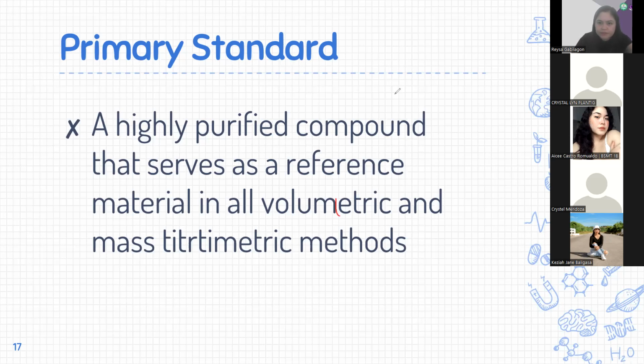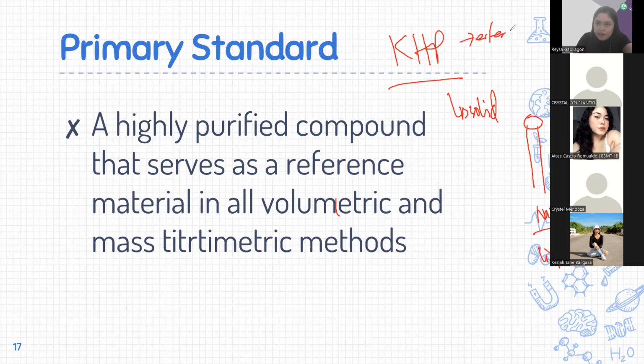Our example for a primary standard is potassium hydrogen phthalate. So this one is solid, right? I believe you weigh this one first. Naka-crystals ito. It is a solid substance used during titration. Since our sample class is sodium hydroxide, it's a liquid one. Nabaliktad kasi sila, si KHP instead yung nasa Erlenmeyer flask.